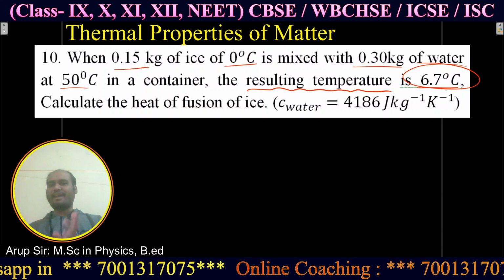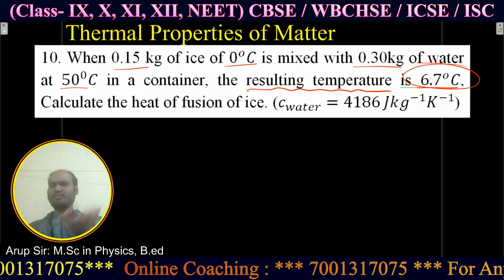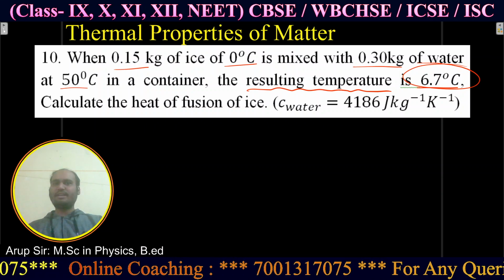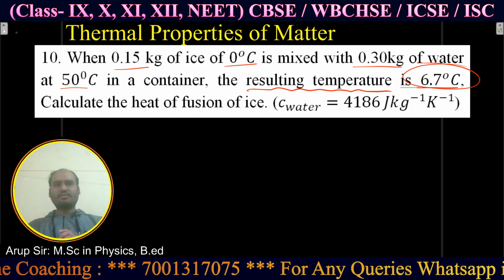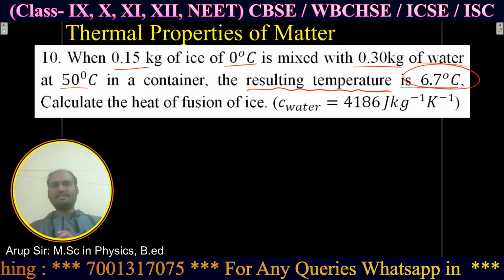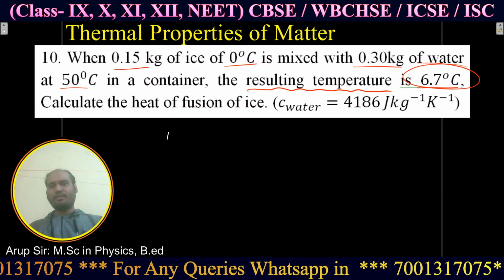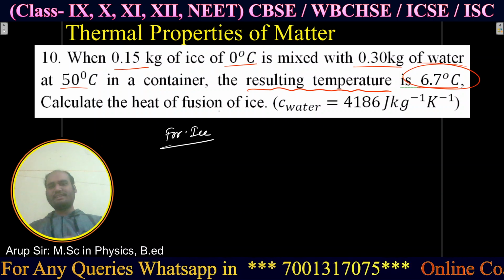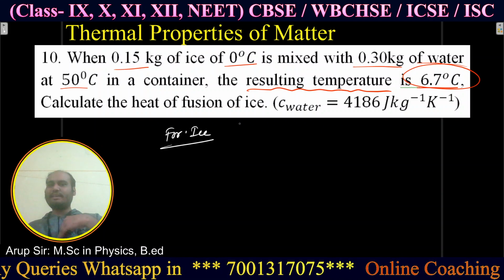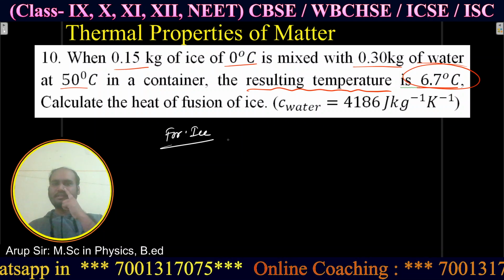Because the final or resulting temperature is above 0 degree centigrade, obviously it will be water, right? Finally it will become the water state. So what is happening? This 0.15 kg of ice is mixing, right? So for ice, what will happen? For ice, it will gain heat, because it is going from 0 degree centigrade to 6.7 degree centigrade.